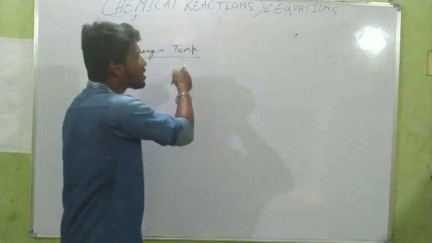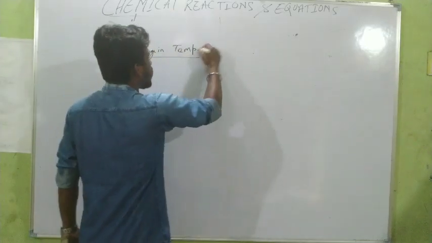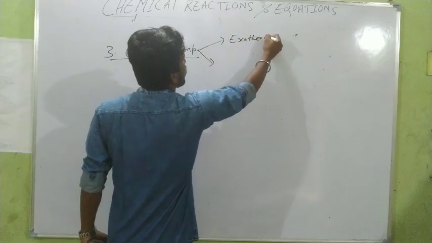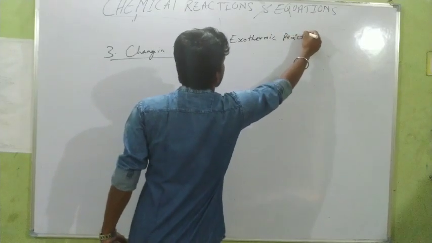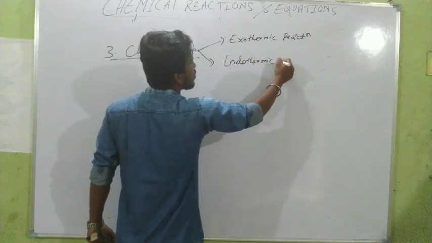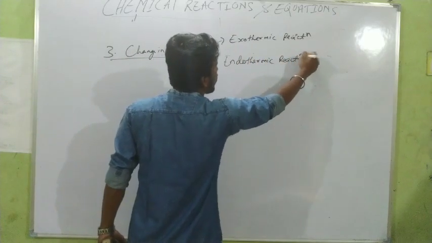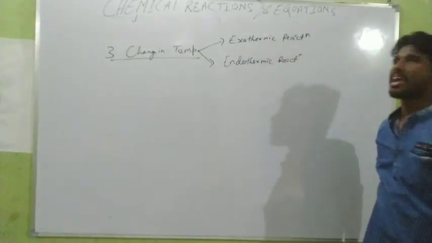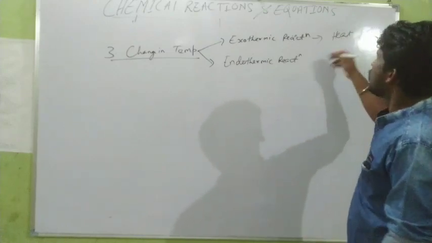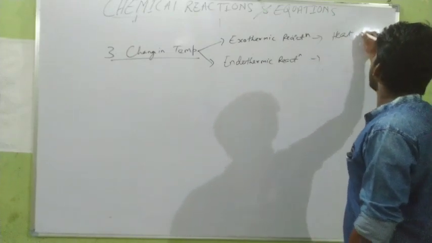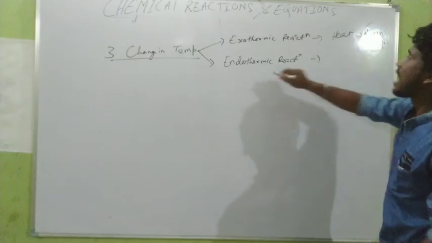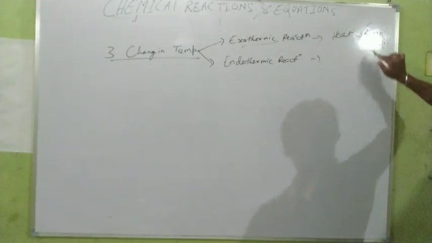So basically, change in temperature has two kinds of reactions, where one is exothermic reaction, other one is endothermic reaction. So here, in exothermic reaction, what happens? Heat is produced. So there is a rise in temperature. In such kind of reaction, in exothermic reaction, there is a rise in temperature.